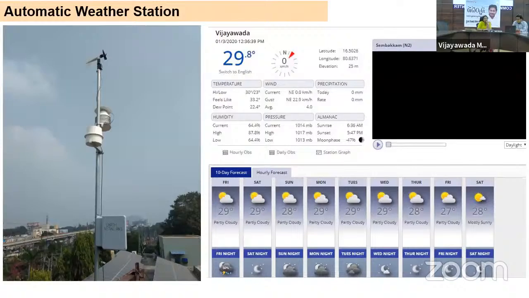Following this met data, from our command control center we are giving instructions to our field level staff, and also monitoring various functions.